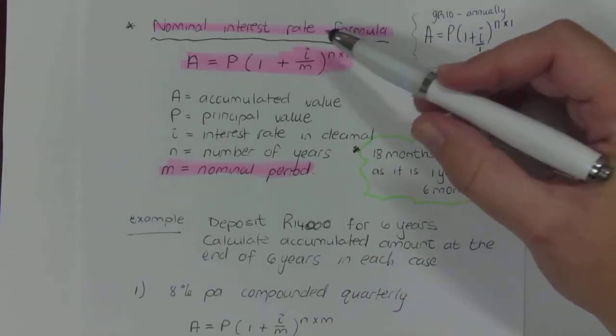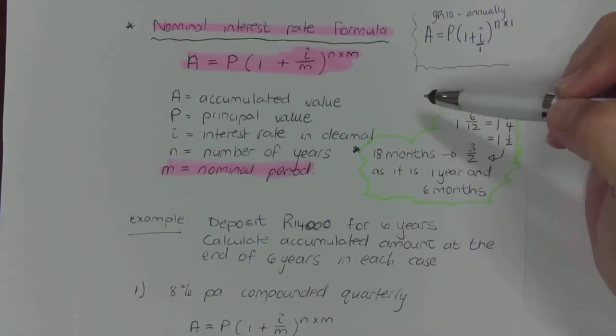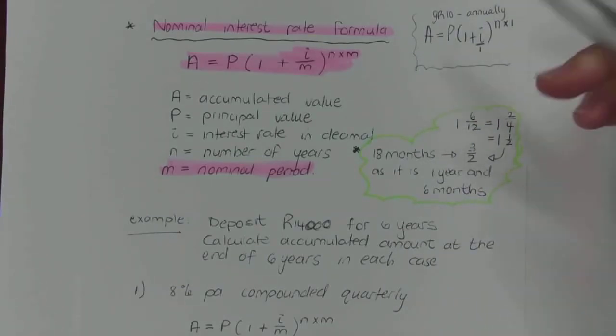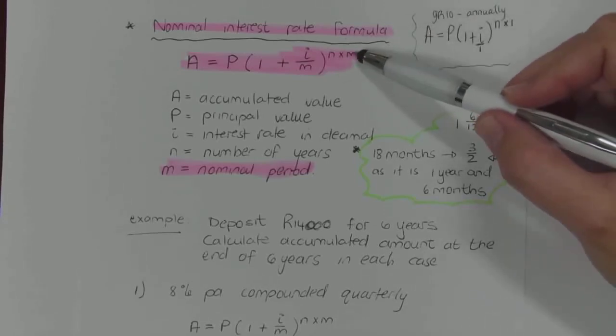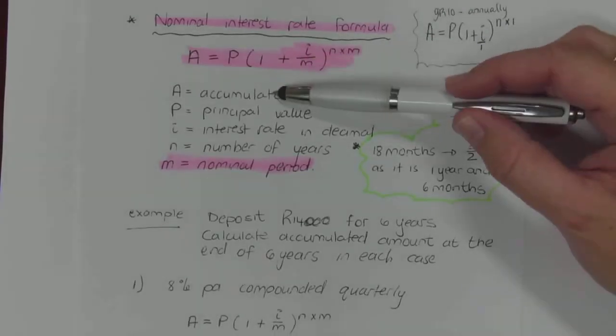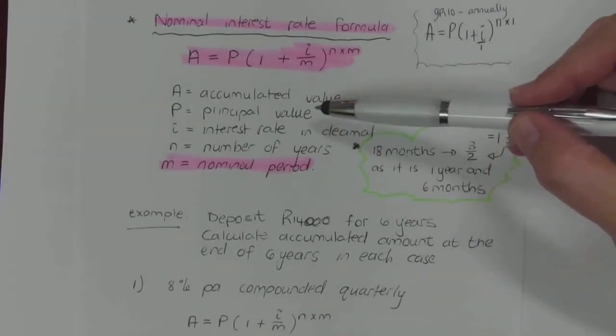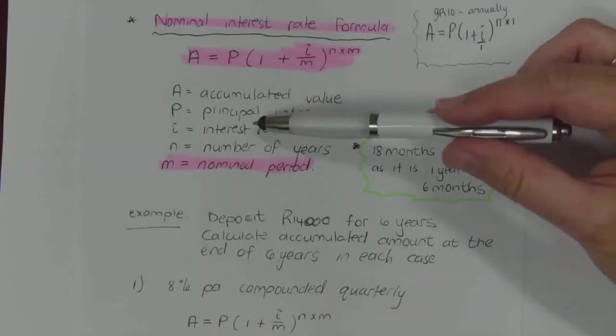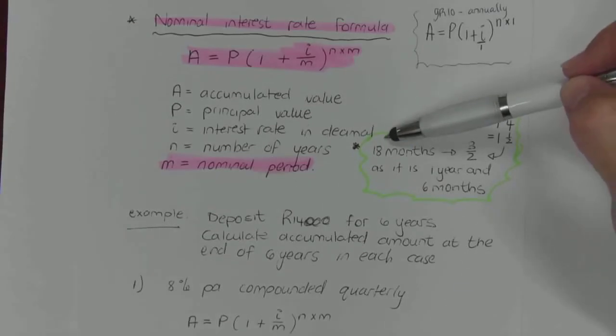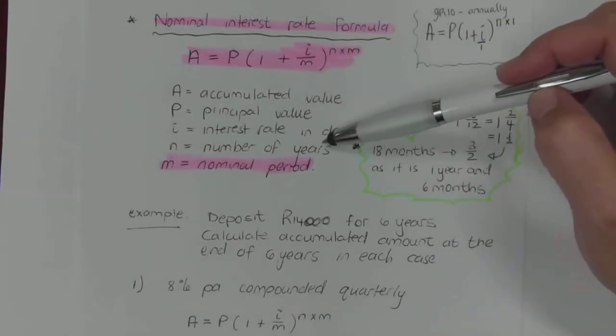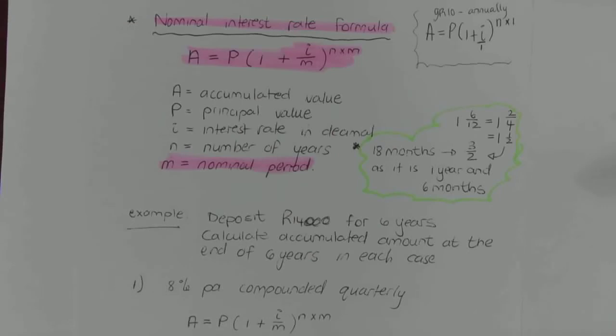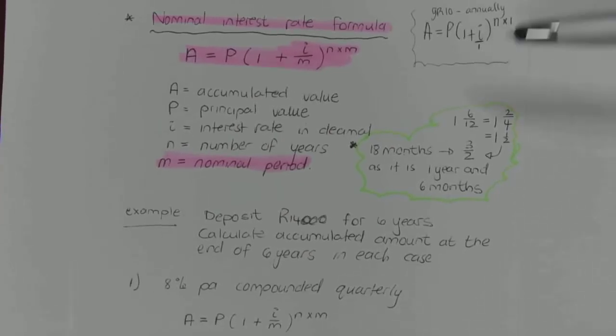So if I do quarterly, it means in 2 years I will have 8 times that interest rate. So nothing changes. A is still the accumulated value, P is still the principal value, i is still the interest rate, remember using decimals, and n is still the number of years. Just a note on that. Your teachers in grade 11 are going to try and test you. So instead of giving you years, they're going to give you like 18 months.